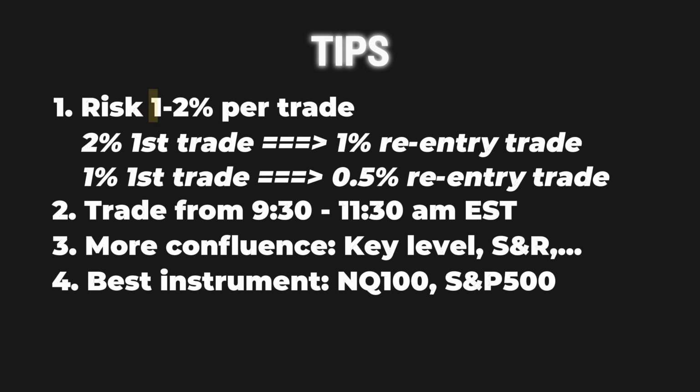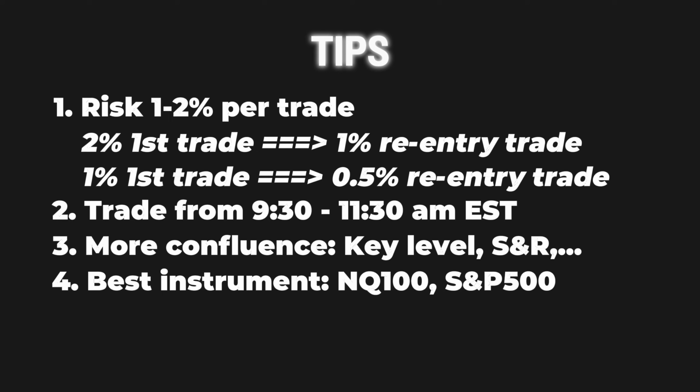You should risk only 1 to 2% of your capital per trade, ensuring that no single trade significantly impacts your account. Make sure to reduce risk by half for re-entry trades to protect profits while still capitalizing on strong momentum. For example, if you risk 1% on your initial trade, your re-entry trade should risk only 0.5%. If you risk 2% per trade, your re-entry trade should be reduced to 1%. This ensures that you maintain controlled exposure while maximizing opportunities in trending markets.